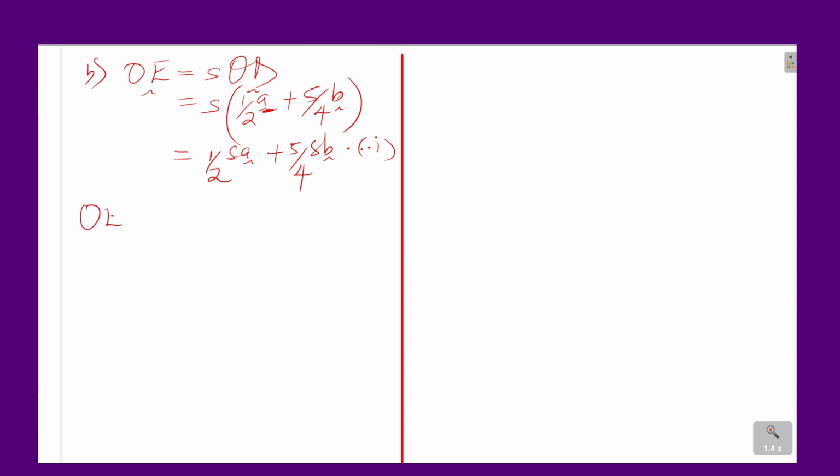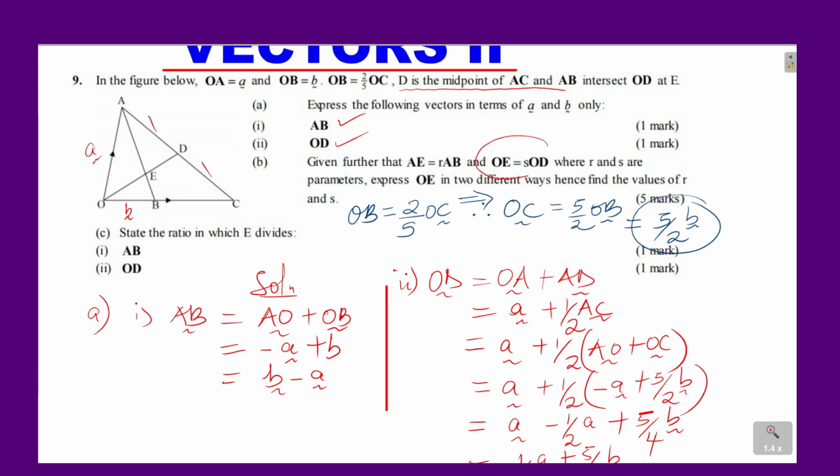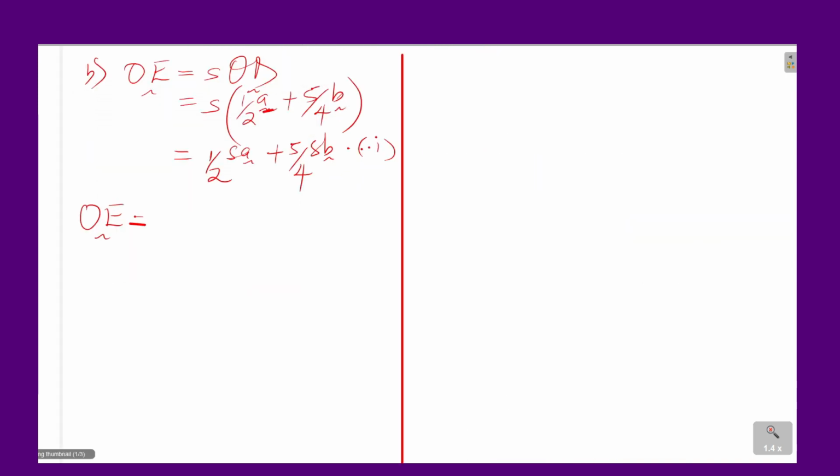Now in the second way, we have already used this one, so in the second way, we must use this: AE is equal to RAB. The route you're going to follow in order to utilize that vector, you want to express OE, ensuring that we use this vector AE, is OA, from O to A, then from A to E. By doing so, we'll have used AE. So the other expression of OE will be OA plus AE.